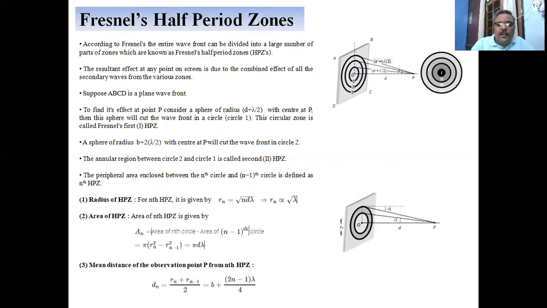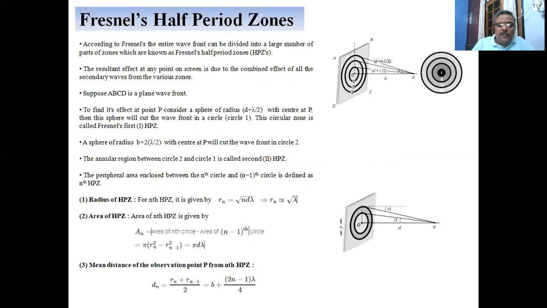A sphere of radius d plus lambda by 2 with center at P1 will cut the wavefront in circle 2. When we simply multiply this wavelength by 2, we get the second circle, and similarly the nth circle by multiplying the wavelength by n. In this way, we get the nth half period zone.